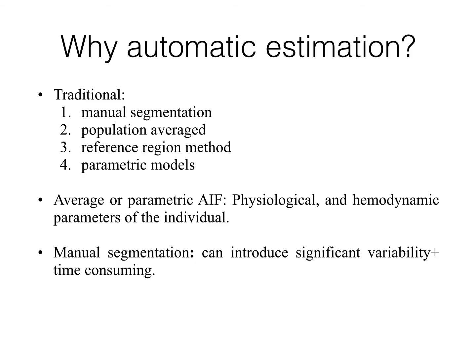So why automatic estimation? Traditionally, there have been a lot of methods such as manual segmentation, the population average method, and parametric models. The problem with most of these techniques is that manual segmentation is very slow and takes up valuable time of the radiologist, and techniques like parametric models do not really capture physiological factors such as cardiac output and vascular tone, which are really important for accurate determination of the arterial input function, and which in turn is very important for determination of the pharmacokinetic parameters.